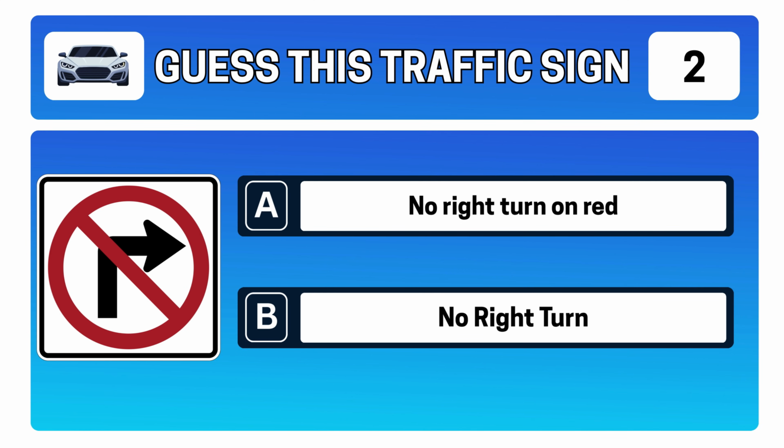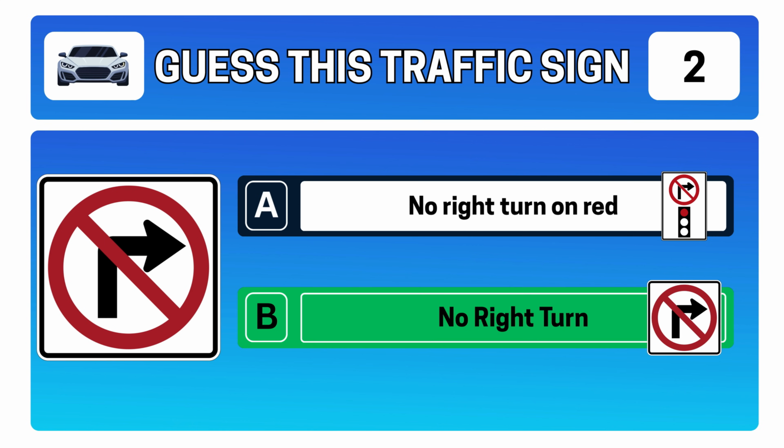Guess this traffic sign. A. No right turn on red. B. No right turn. Correct. It is the no right turn sign.